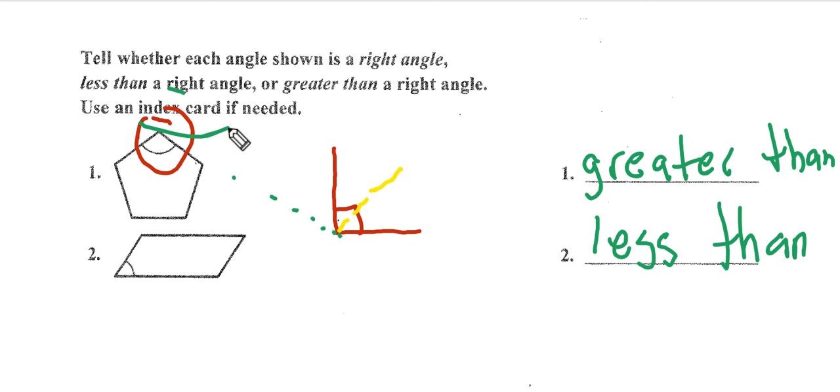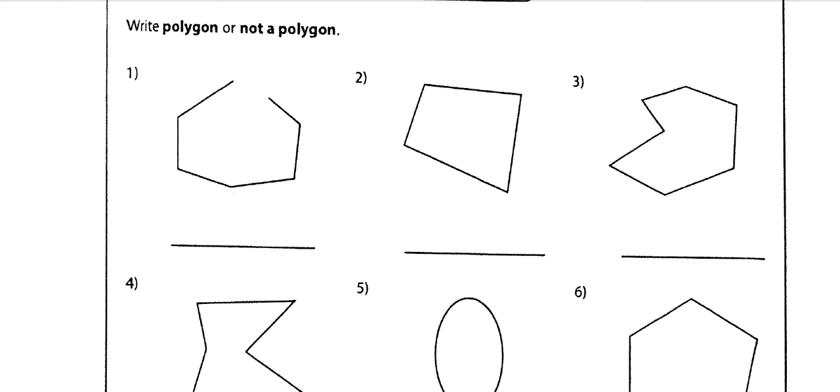And it says if you're not sure, use an index card. So I need to write if it's a polygon or not a polygon. Okay, a polygon is a closed shape with sides. So number one, is that a polygon? No. And you know what? Just to make it simple, NP, not a polygon. Is two a polygon? That's a polygon. You could write it all out if you want. Polygon.